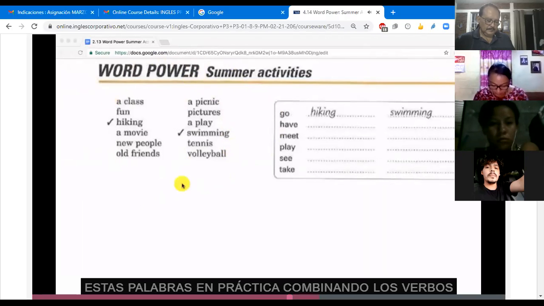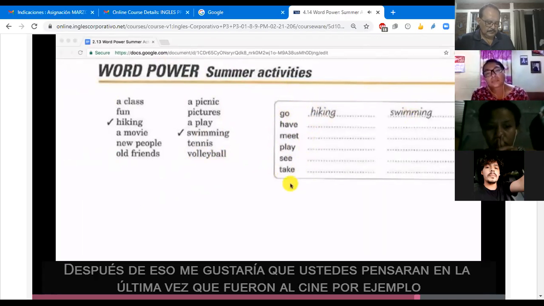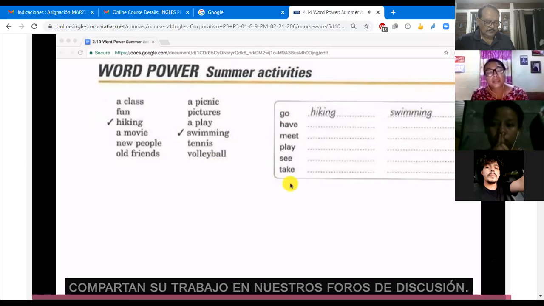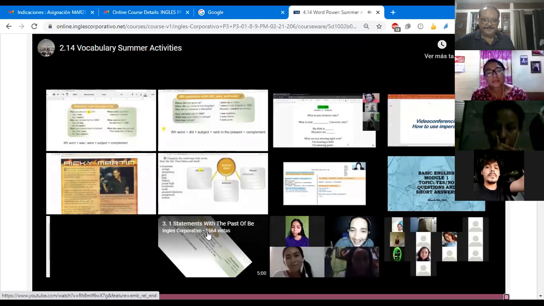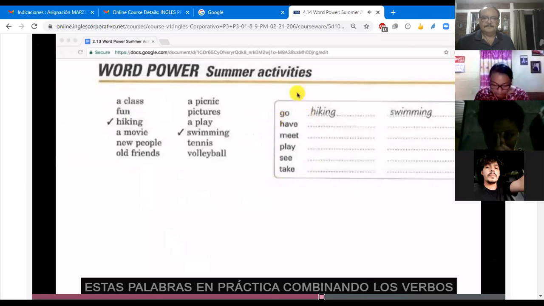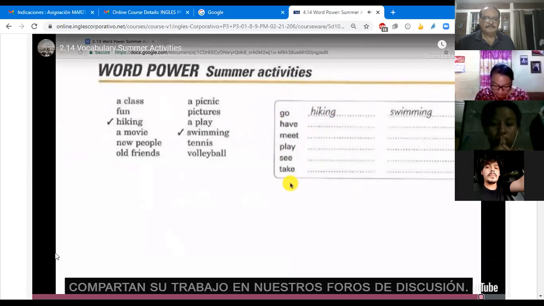I would like for you to put these vocabulary words into practice by combining them with these verbs. Go, have, meet, play, see, take. For example, you can go hiking, you can go swimming. After that, I would like for you to think about the last time that you went to the movies, for example, and share your experience. Whenever you have finished, share your work in our discussion forums. Okay. Combining them with these verbs. Go, have. After that, I will please, for example. And whenever you have finished, share your work in our discussion.